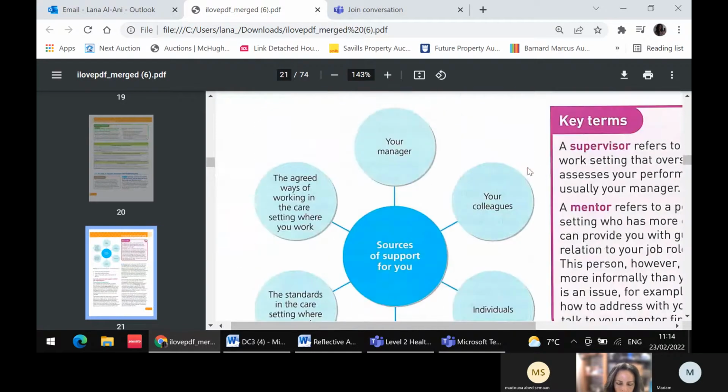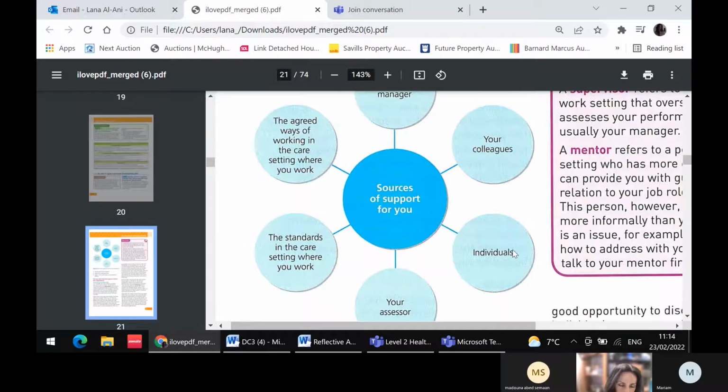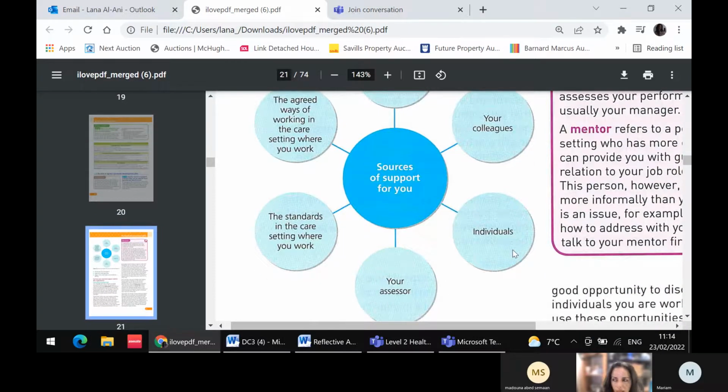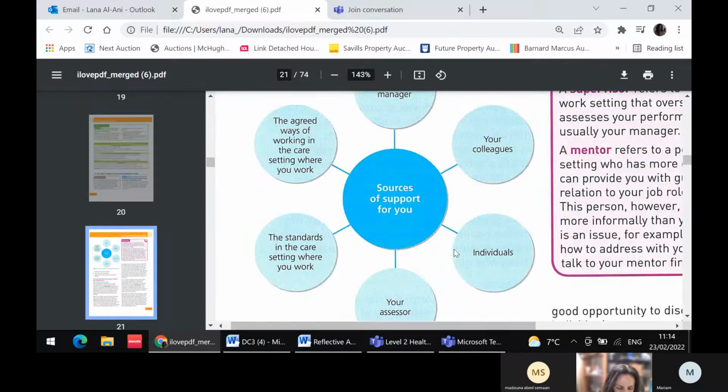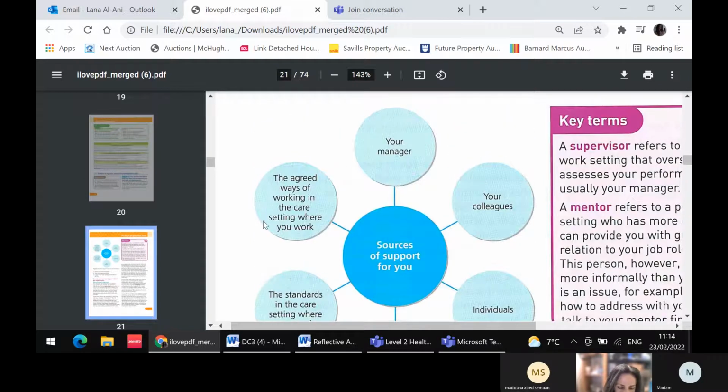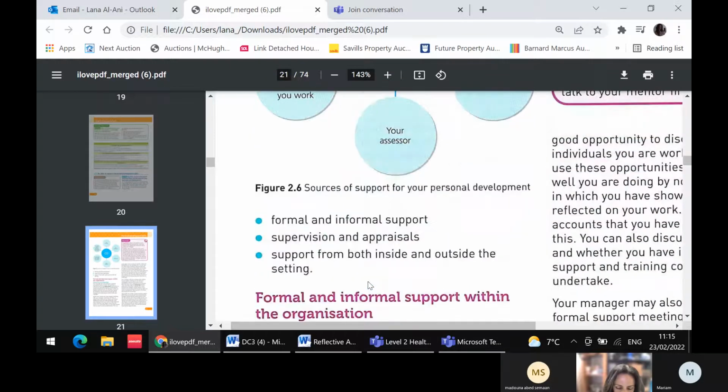as Mariam said, your manager, your colleagues, the individual, which is the person you're caring for. They can have a lot more information about themselves, which we don't have. Then you can get more knowledge. And also your assessor, which is the person training you, and the standards in the care setting. Obviously, the policy and procedure, and the agreed ways of working in the care setting, policy, procedure, and guidance. This all could be supporting you.